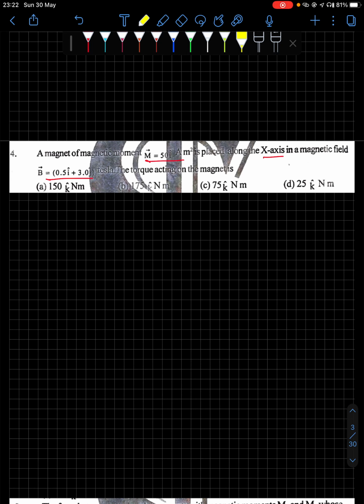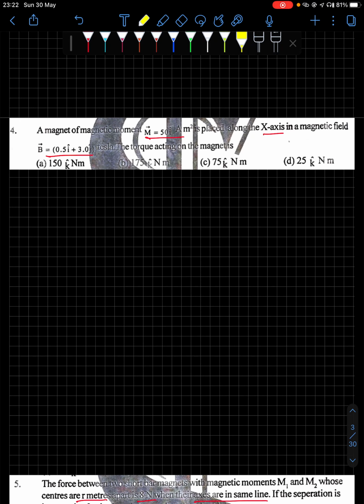Next question. It is given in vector form. The value for magnetic moment is given as 50 i cap ampere meter square, which is along the x-axis. The value for magnetic field is given as 0.5 i cap plus 3 j cap Tesla. So you have to find out the torque.